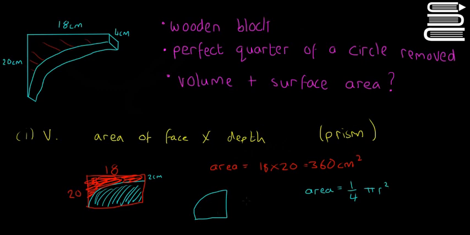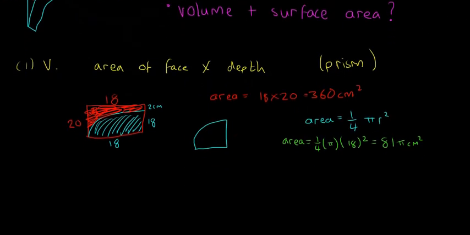So we need to find the radius. In this case, we can see the radius, since it goes the whole way from this side to this side, is going to be 18. And here it's going to be 18 as well, because it's 18 plus 2, and that's 20. So the area is equal to 1/4 by pi by 18 squared. Stick that in your calculator and you get 81 pi centimeters squared.